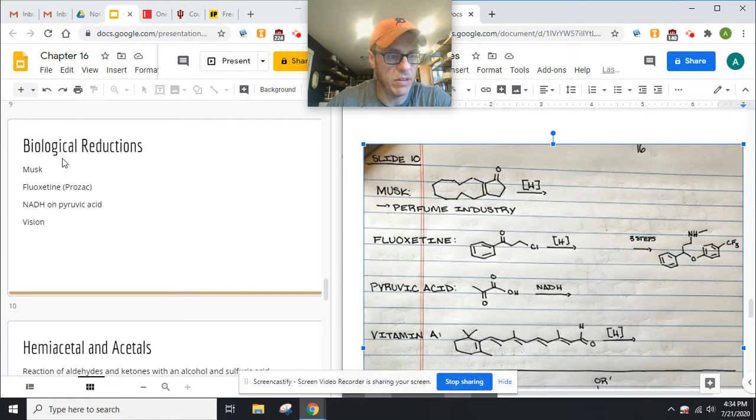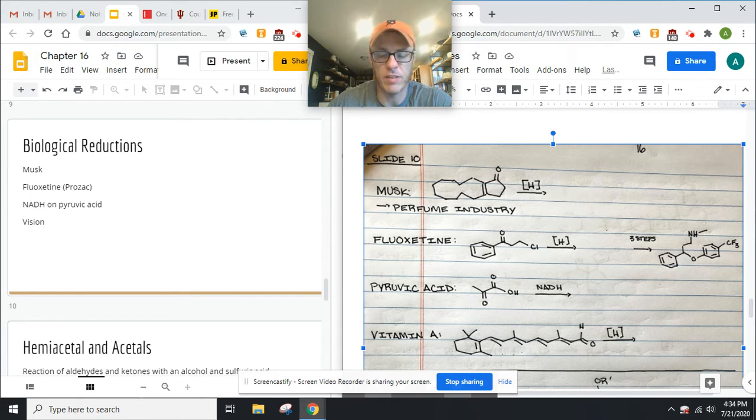All right, guys. So this is just some biological reductions of ketones. Musk right here, it's huge in the perfume industry. This is reduced right there. Secondary alcohol, you can see the reduction. Fluoxetine or Prozac, which is down here, begins with this compound and eventually gets to here.